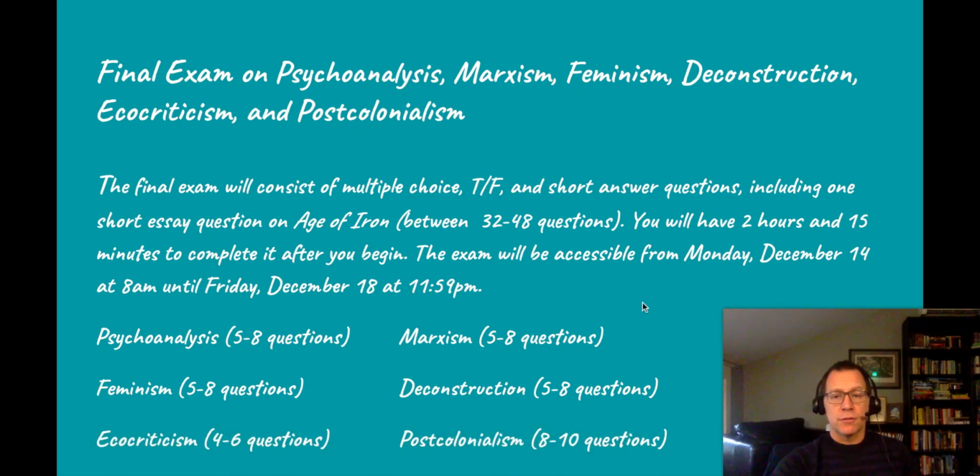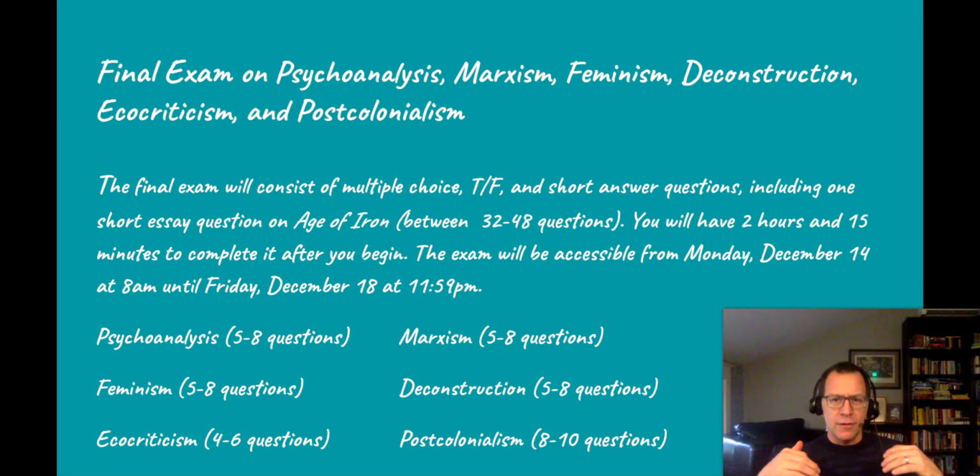So what's the structure of the exam? The final exam will consist of multiple choice, true, false, and short answer questions, including one short essay question on Age of Iron. Okay? It'll be between 32 to 48 questions. You'll have 2 hours and 15 minutes to complete it after you begin. And then the exam will be accessible from Monday, December 14th at 8 a.m. until Friday, December 18th at 11:59 p.m.